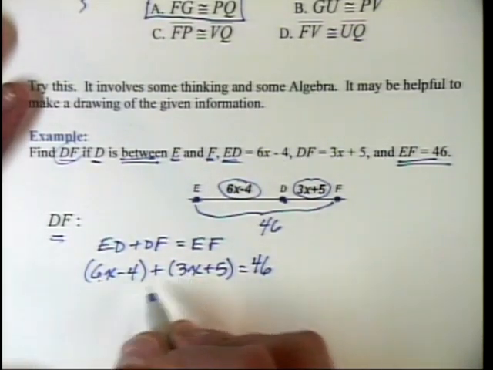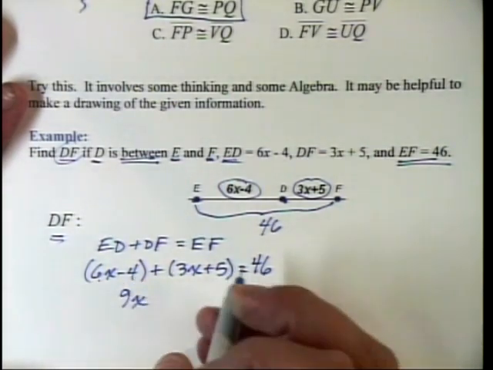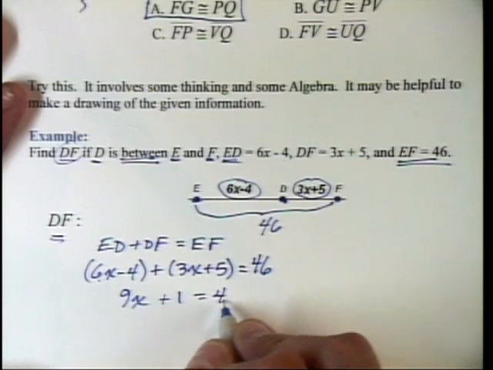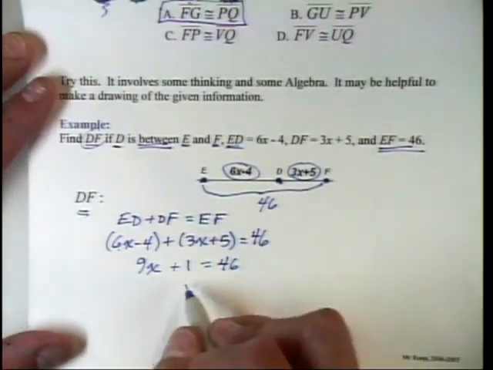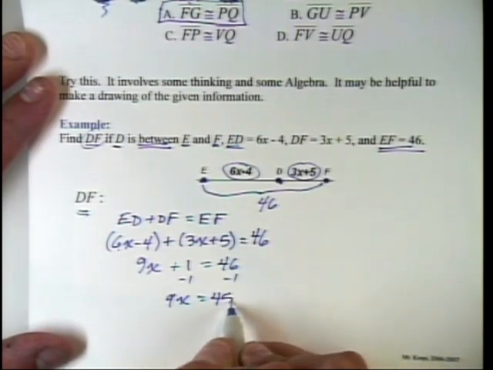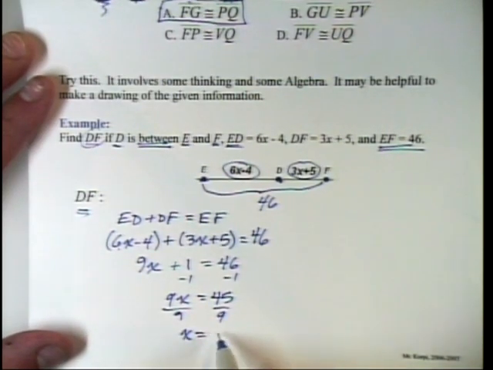Well, now I can collect like terms from algebra. So I get 6x plus 3x, which is going to be 9x. I'm going to have a negative 4 plus 5, which is really 5 minus 4. That's plus 1 equals 46. Now all I have to do is get my 9x by itself by subtracting 1, and I get 9x equals 45. Dividing both sides by 9 gives me a value of x that is 5.